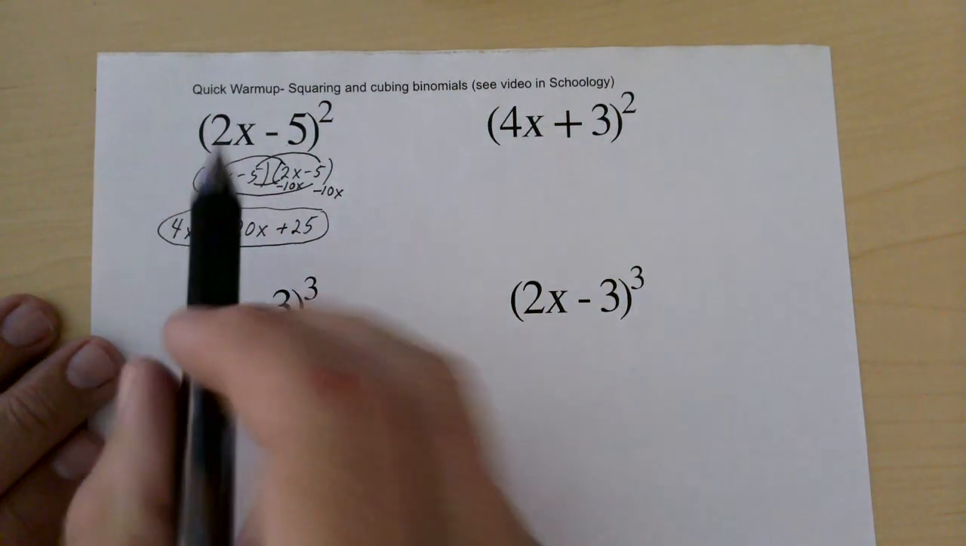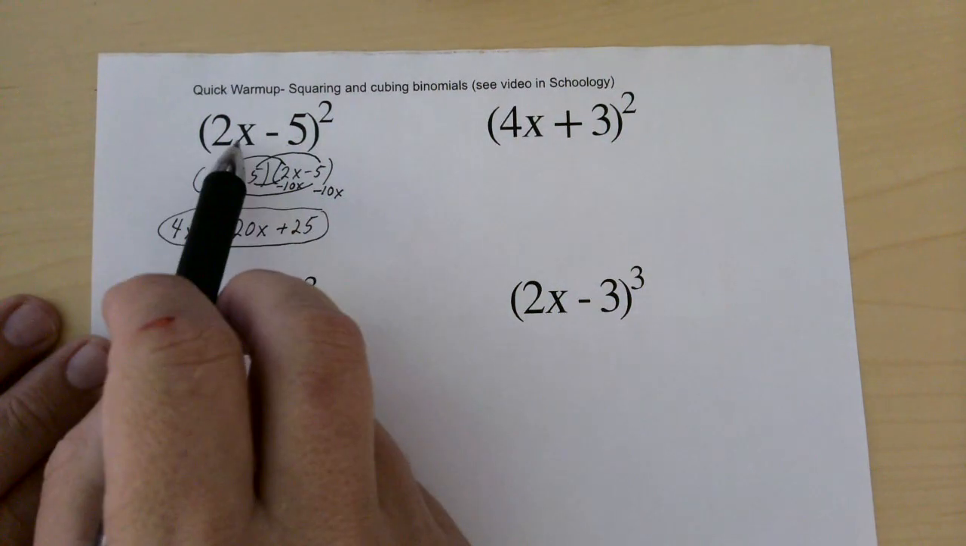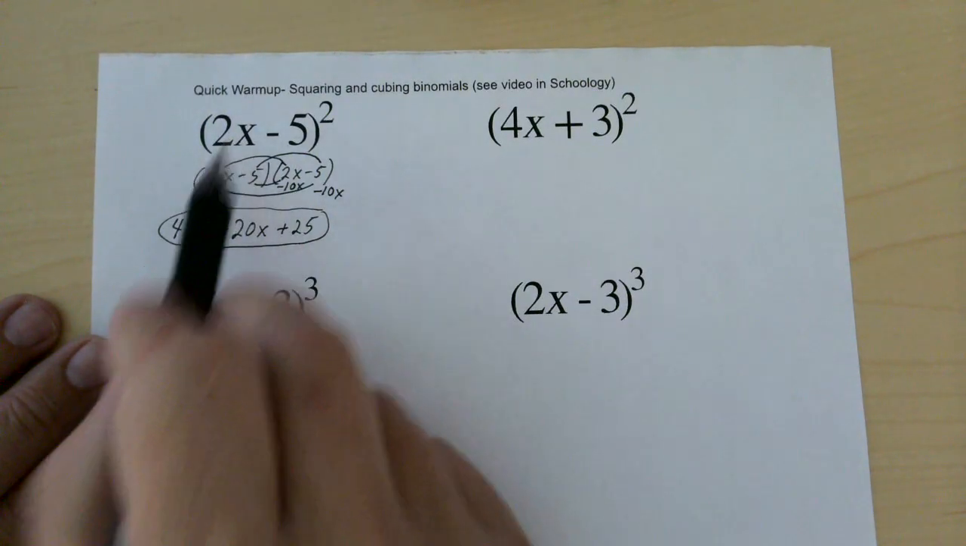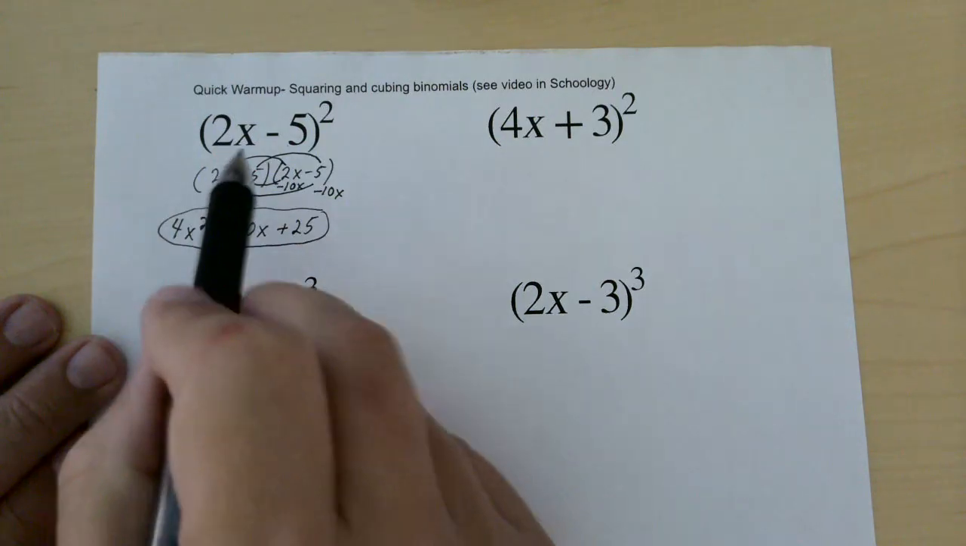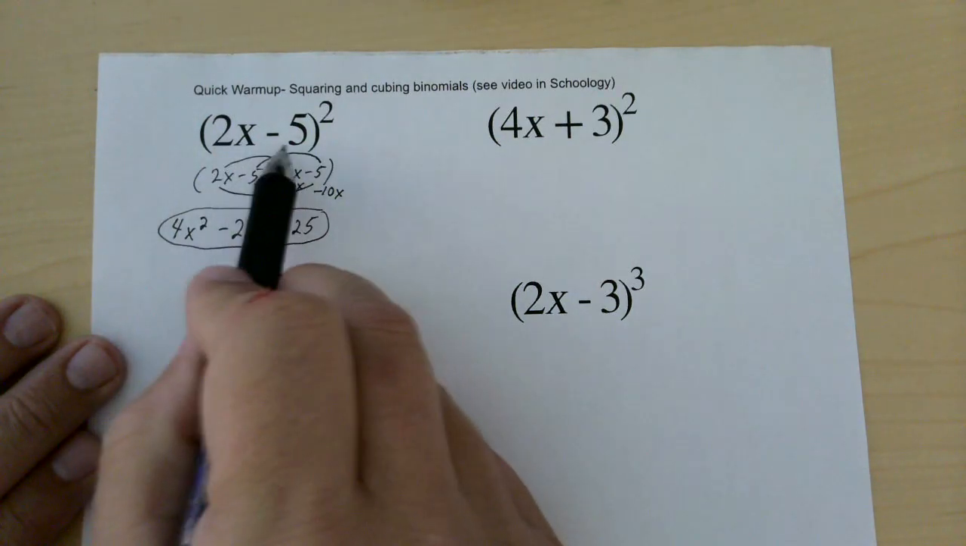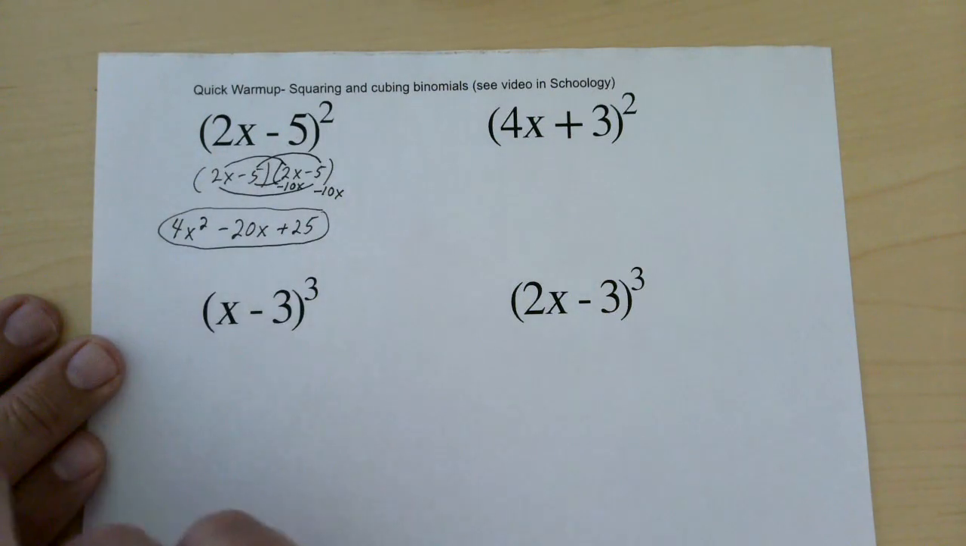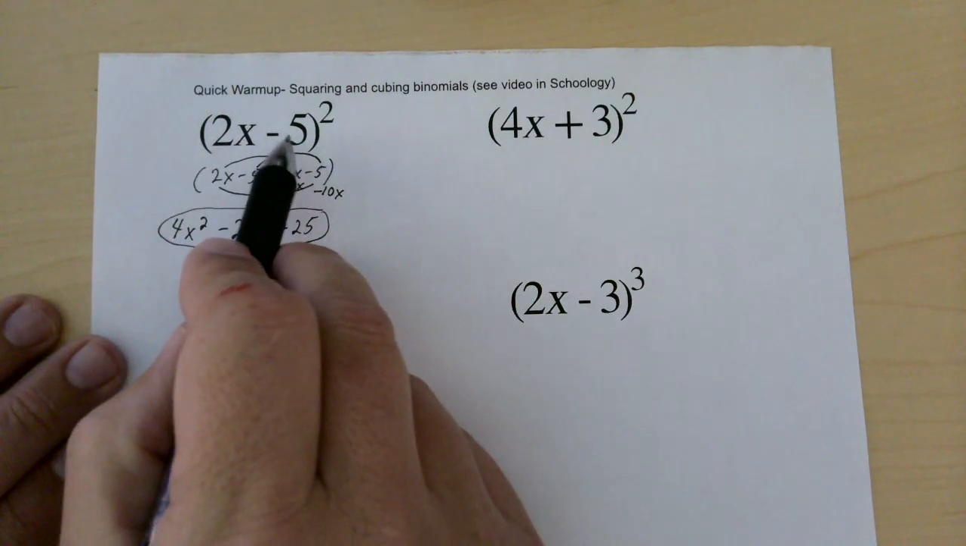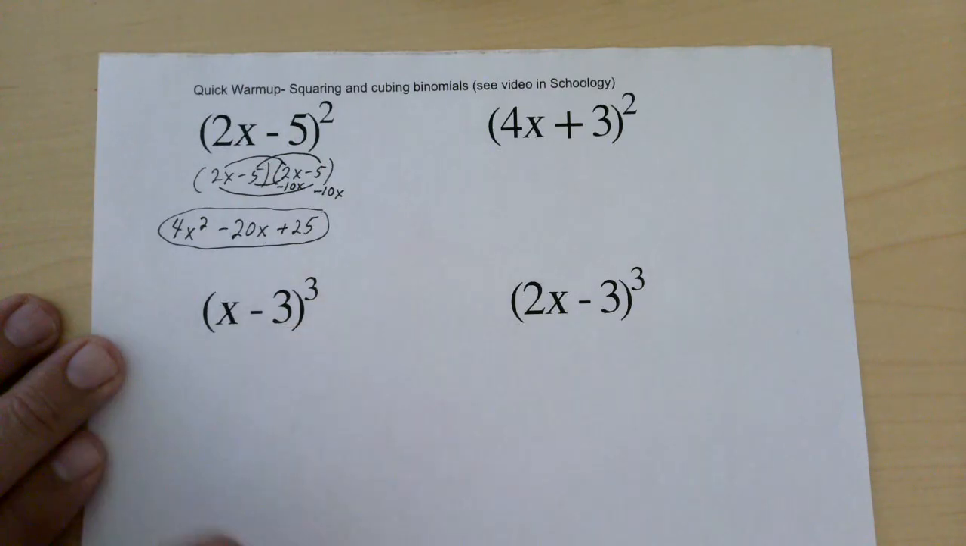So the shortcut is square, double, square. If you can, without showing this work, square the first term, you'll get 4x squared. Then for the middle term, you multiply what's inside and double it, and that's where the negative 20x comes from. And then when we square, be careful: a negative times a negative is a positive.